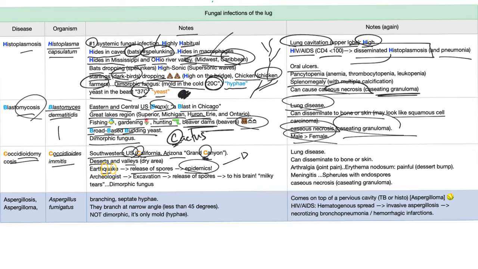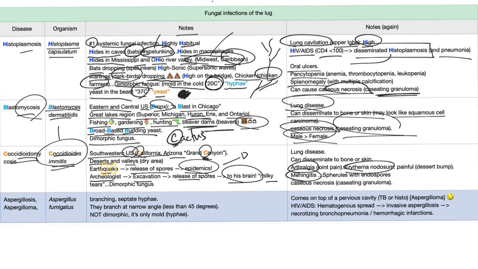An exam question might describe an archaeologist who went on an excavation trip and went into those, I don't know, caves or whatever to search for the ancient monuments. And then he comes with milky tears, neurological abnormalities, lung disease, etc. Diagnosis?